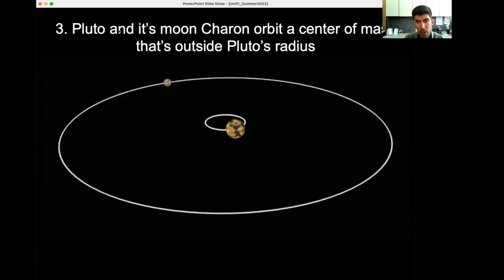And finally, Pluto and its moon Charon orbit a center of mass that is outside Pluto's radius. This means that the mass of Pluto and the mass of its largest moon Charon are so large and so similar to each other that the center of mass for the two objects is actually outside of Pluto. And so the question is, is Charon orbiting Pluto, or is Pluto orbiting Charon? I think because Charon makes the full orbit around Pluto, we would say that Charon is the moon, but this center point is outside of Pluto. And again, that is not like any other planet in our solar system.